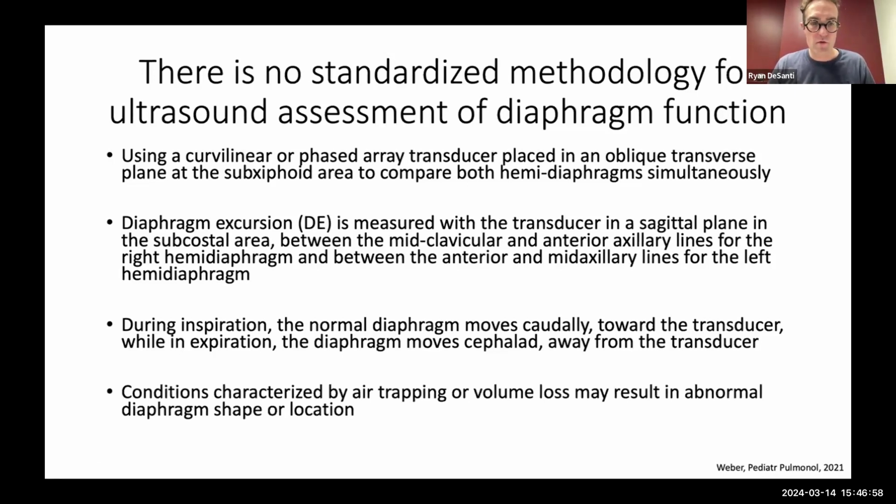Of course, something to think about is that different conditions which we might see in the intensive care unit might change the location of the diaphragm or how it's moving, such as with air trapping or volume loss. These may result in abnormal shape or locations of the diaphragm.